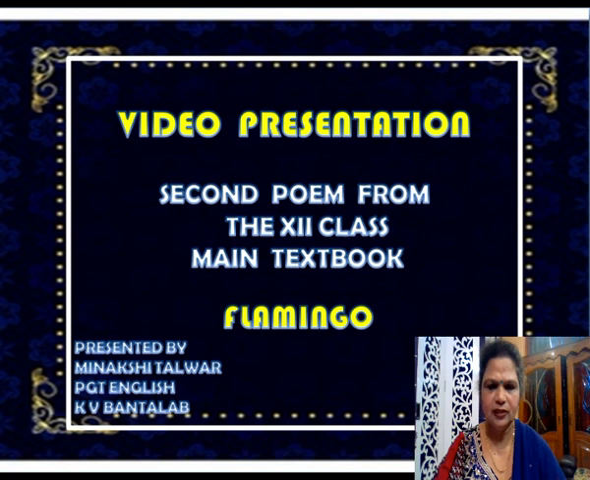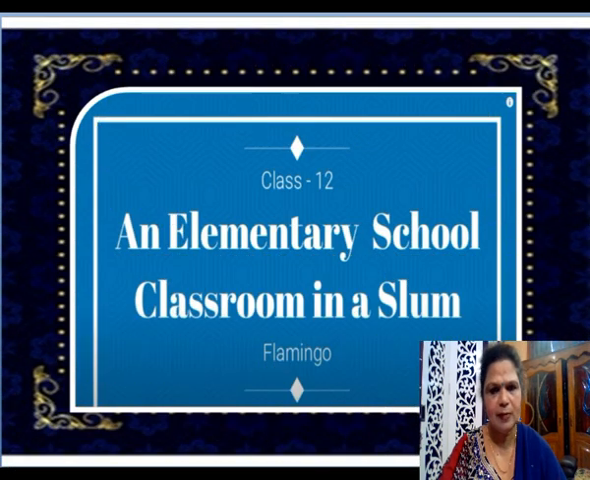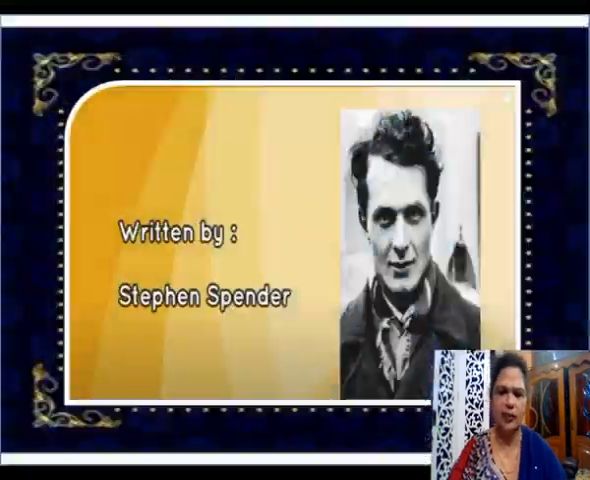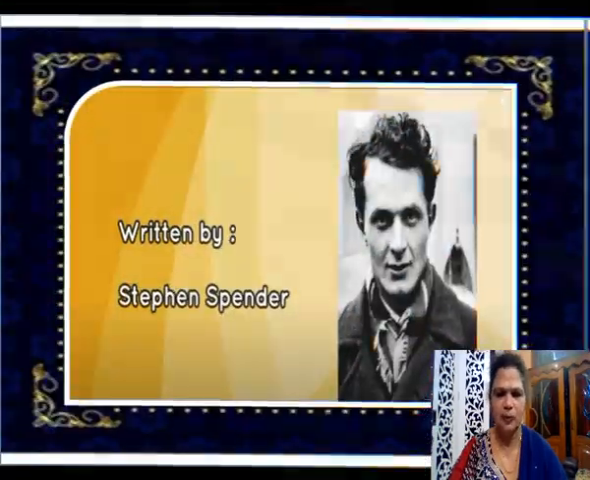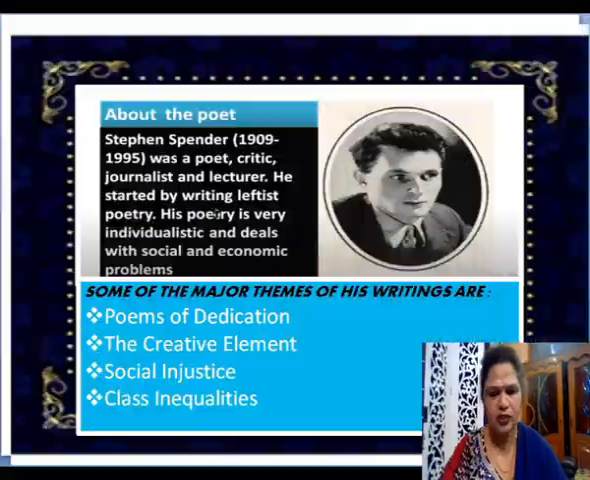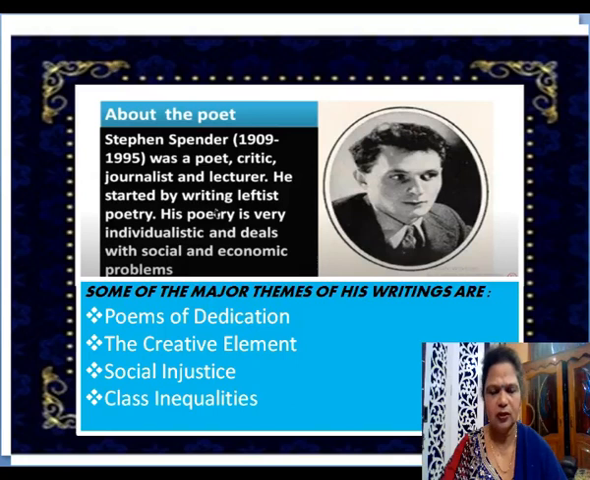Today we will read the second poem from the 12th class main textbook Flamingo. The name of the poem is An Elementary School Classroom in a Slum, and it has been written by Stephen Spender. Before we start with the poem, let us know about the author Stephen Spender.